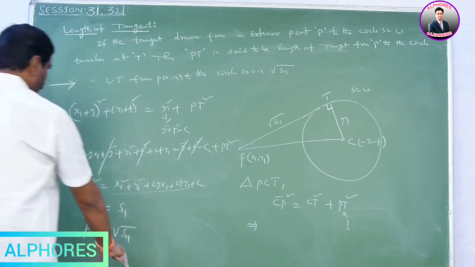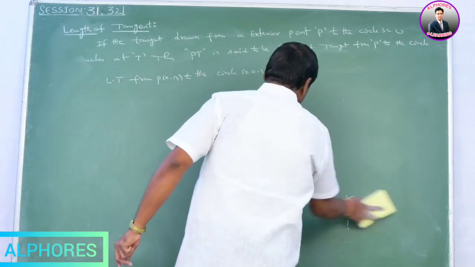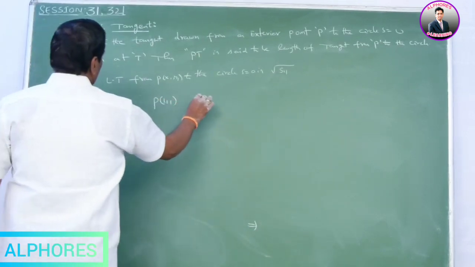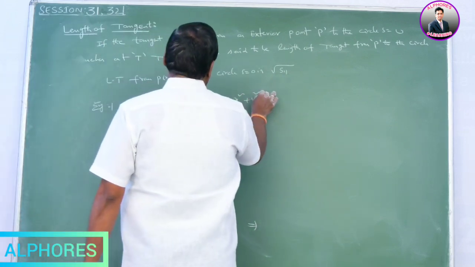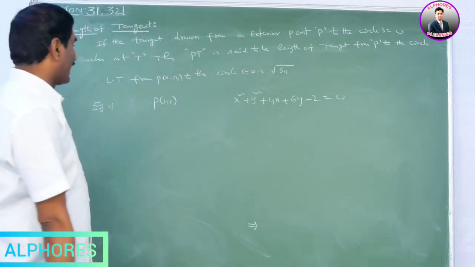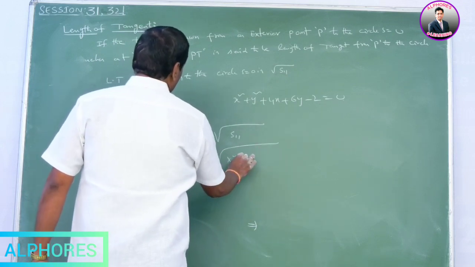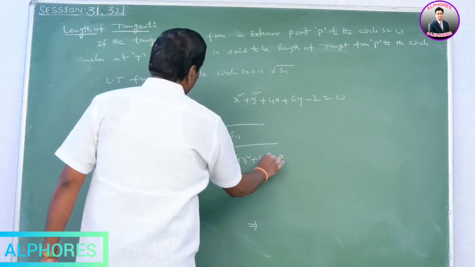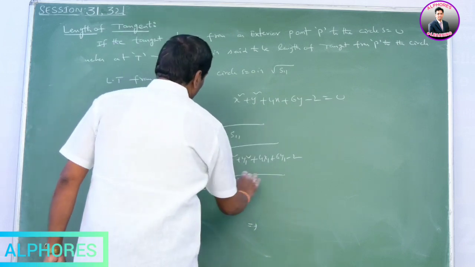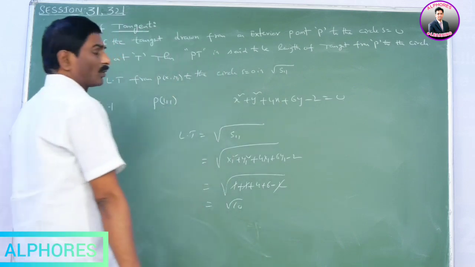Okay, a small example. Find the length of the tangent from P(1, 1) to the circle x square plus y square plus 4x plus 6y minus 2 is equal to 0. We know that the length of the tangent is equal to root S11. What is the value of S11? x1 square plus y1 square plus 2gx1, that is 4x1, plus 6y1 minus 2. Here (x1, y1) is equal to (1, 1). Substitute this value in this equation. So 1 plus 1 plus 4 plus 6 minus 2. That gives 10. Length of the tangent is equal to root 10.